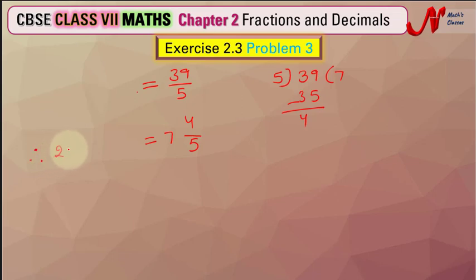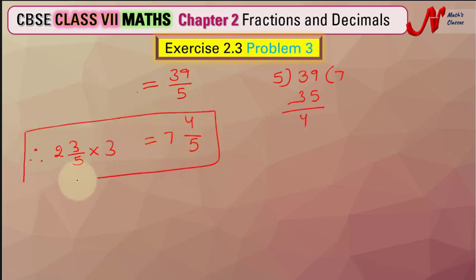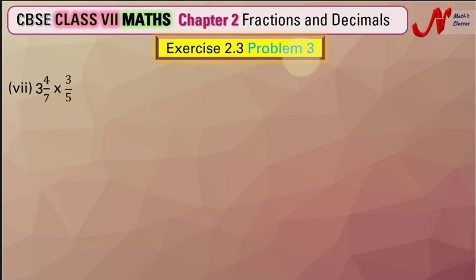Therefore 2 3 by 5 into 3 is equal to 7 4 by 5. Now we solve the seventh bit of the problem 3. Here given 3 is 4 by 7 into 3 by 5, which can be written as 3 into 7 plus 4 divided by 7 into 3 by 5, which is equal to 3 7s are 21 plus 4, 25 divided by 7 into 3 by 5.